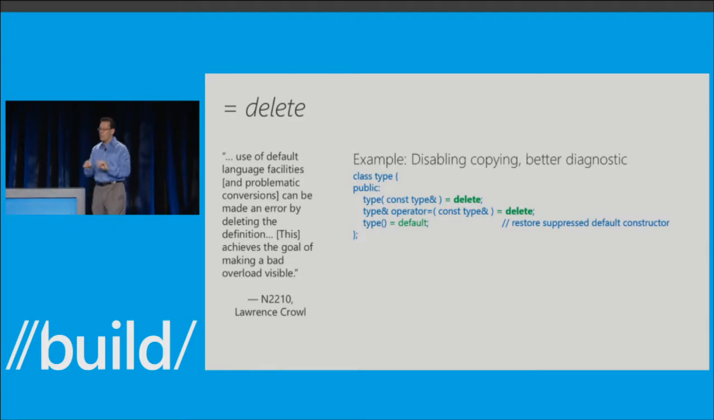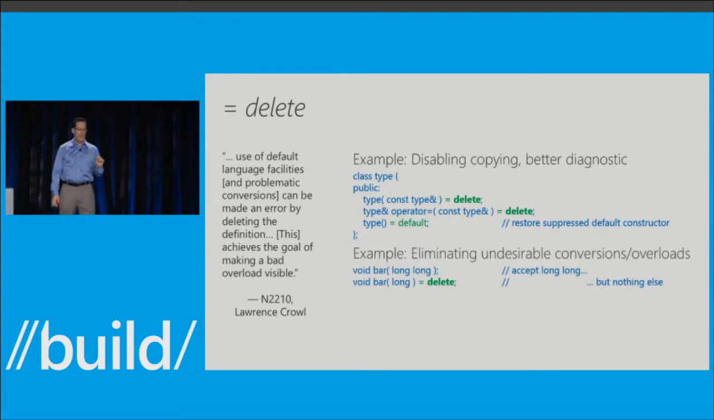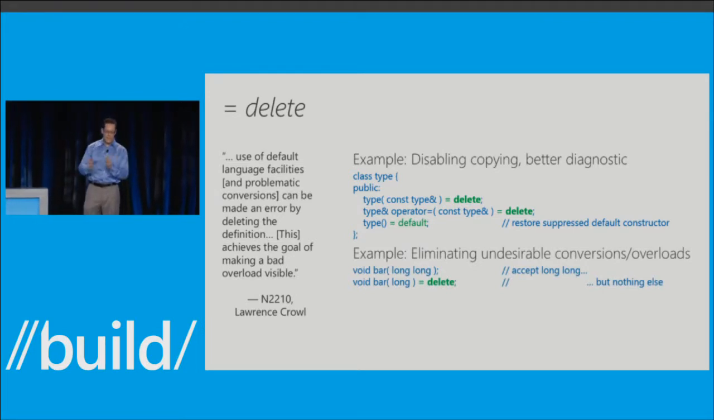Now, most people, when they think of equals delete, stop with these special member functions. But it's actually useful for more than just those special member functions. It's also useful for eliminating overloads. For example, let's say you had a function bar that takes a long. If you only provided that first version, you could call it with an int and it would work. It would just widen it to a long.